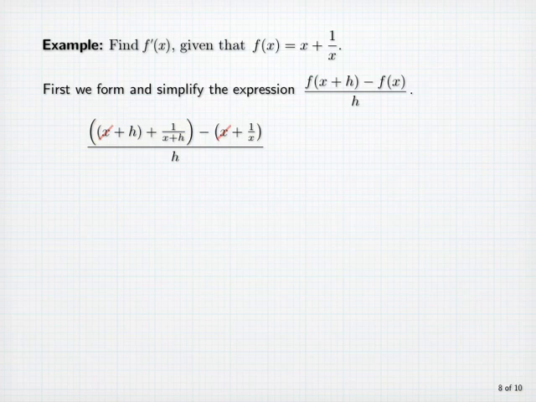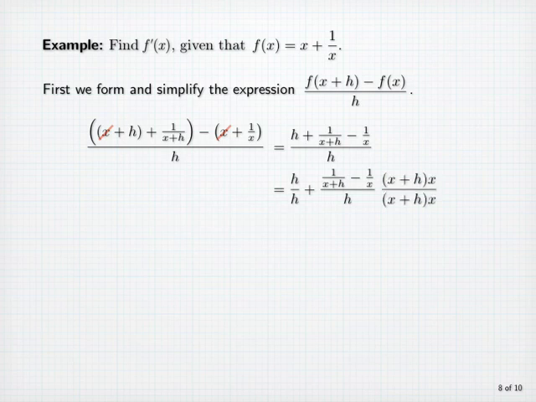Now we do some simplification. Notice that the numerator contains x minus x, so the numerator is h plus 1 over x plus h minus 1 over x. So at this point we'll split off h over h into a separate term, and then to simplify the second term, we'll multiply the numerator and denominator by the least common denominator of the fractions in its numerator, x plus h times x.